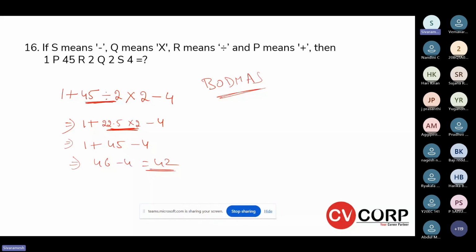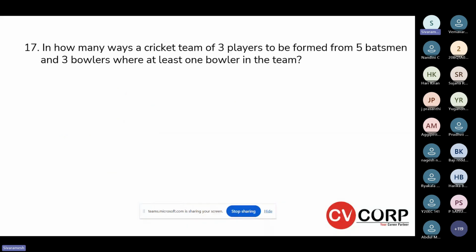Okay, next one. In how many ways can a cricket team of 3 players be formed from 5 batsmen and 3 bowlers, where there is at least 1 bowler in the team? Obviously this question is from permutations and combinations. They are asking how many ways, so we need to calculate the combinations. Here we need to select 3 players.